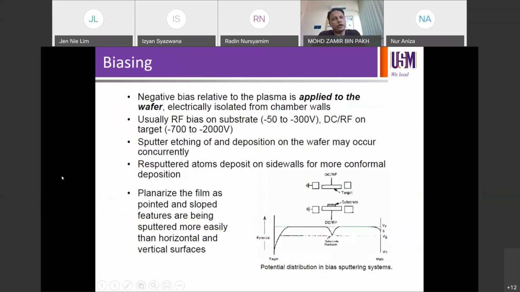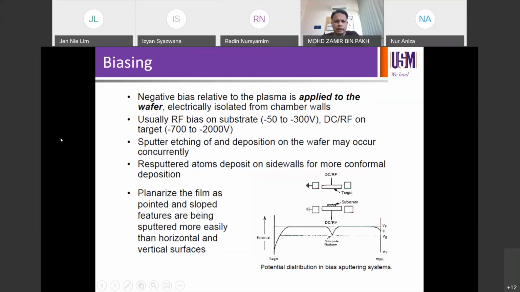So biasing, you can apply biasing during sputtering process, just like what I explained before. You can experience etching process while doing sputtering. So you can have like one step in your recipe which involves etching in a sputtering process. So etch in this case is not like the wet etch that we discussed before, but it's slightly different. But the concept is the same. Removing things is called etching, right?